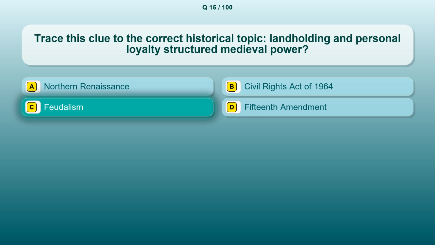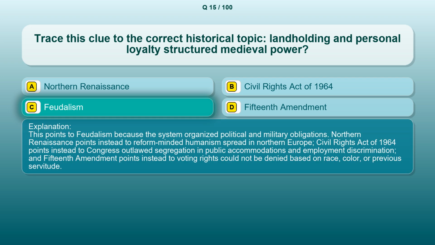The correct answer is option C, feudalism. This points to feudalism because the system organized political and military obligations. Northern Renaissance points instead to reform-minded humanism spread in Northern Europe. Civil Rights Act of 1964 points instead to Congress outlawed segregation in public accommodations and employment discrimination. And 15th Amendment points instead to voting rights could not be denied based on race, color, or previous servitude.